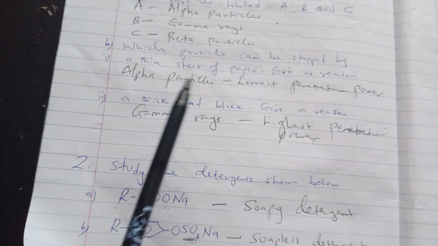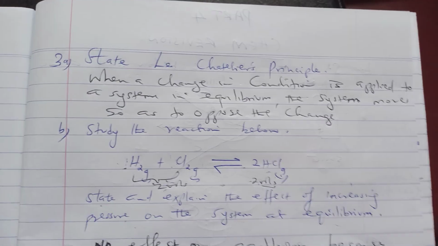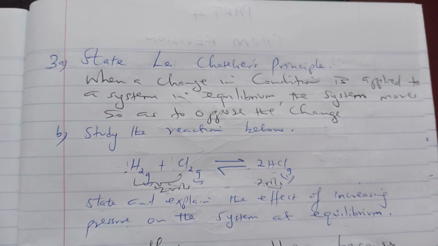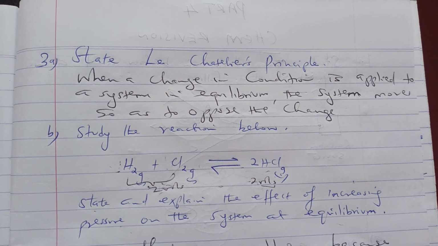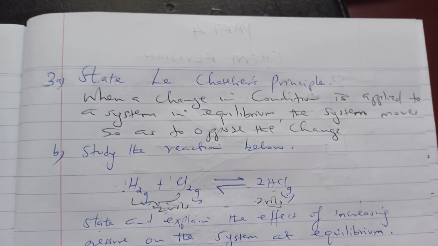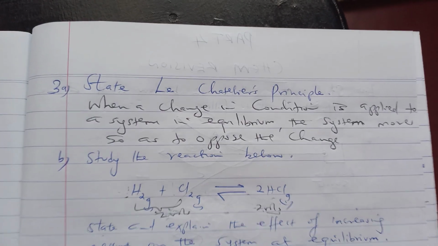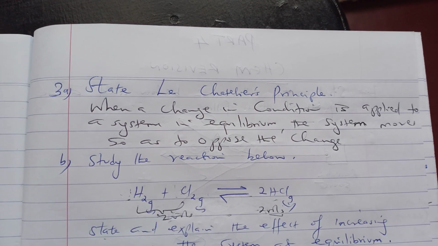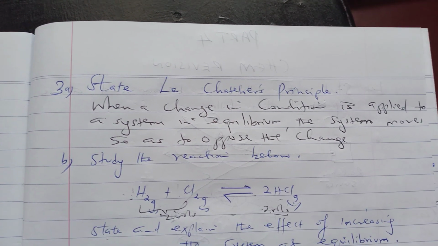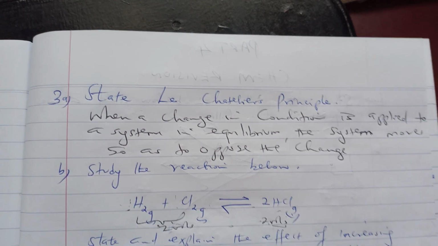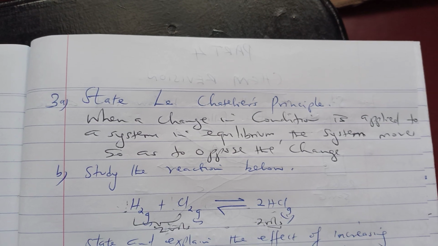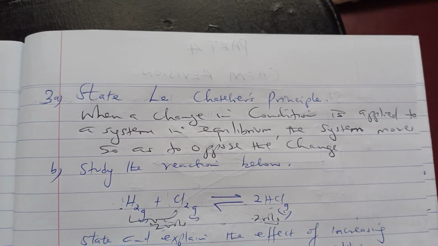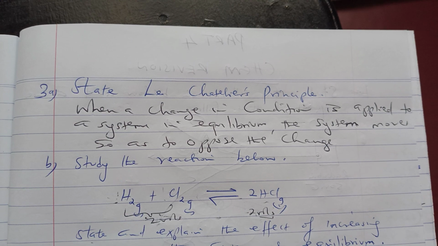We go to question 3. You state Le Chatelier's principle. This one is based on reaction rates and equilibrium. This is what it states, that when a change in condition is applied to a system in equilibrium, the system moves so as to oppose the change. So every time you have a system that is in equilibrium and you bring a change in conditions, the equilibrium must shift so that you oppose the change. That is Le Chatelier's principle.